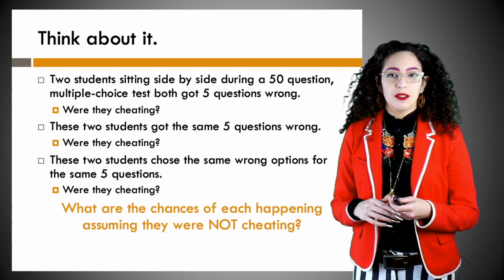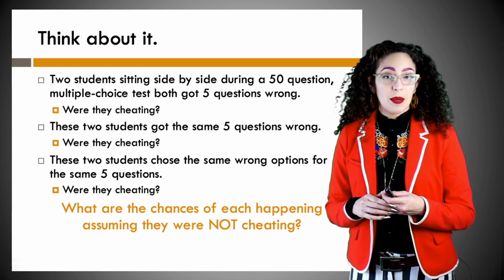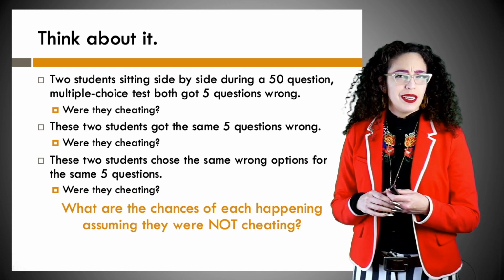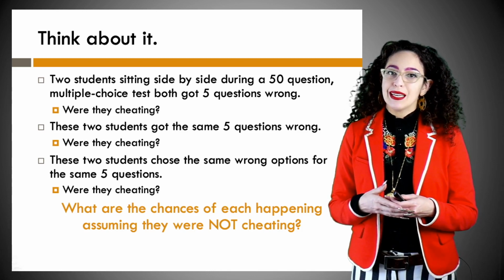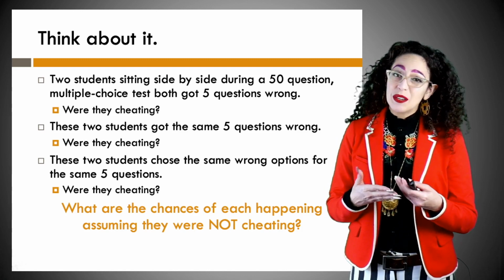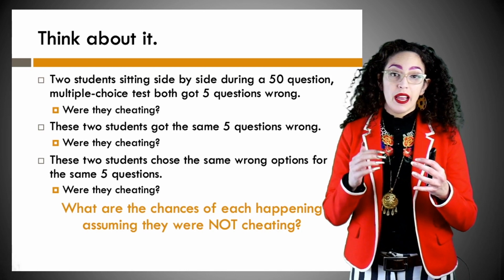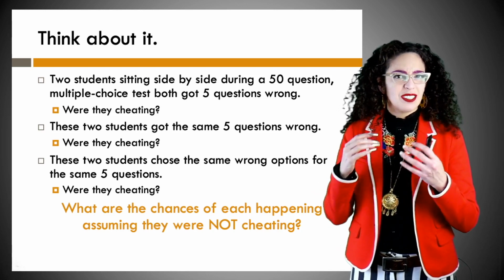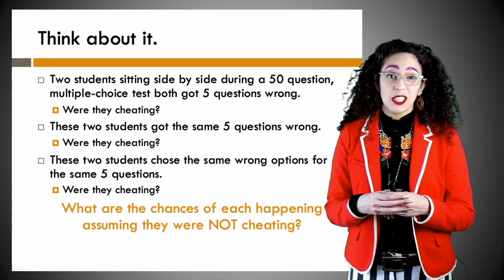So that's scenario number 3. These two students chose the same wrong options for the same 5 questions. Were they cheating? Again, it seems like the odds of them cheating are going up, though it's possible, right? I mean, maybe those 5 questions were really hard and there was one wrong answer that looked really good, that maybe looked like the right answer. So maybe they weren't cheating.